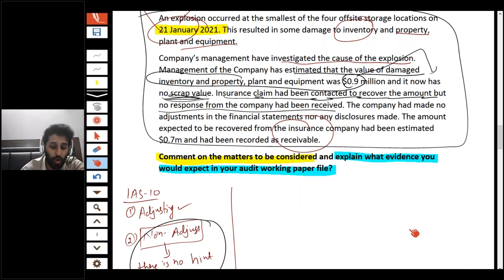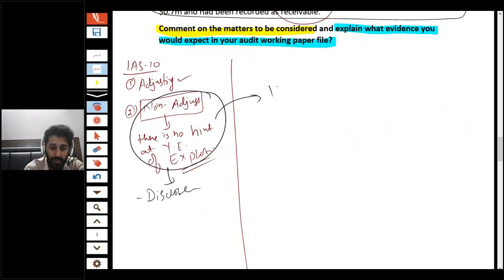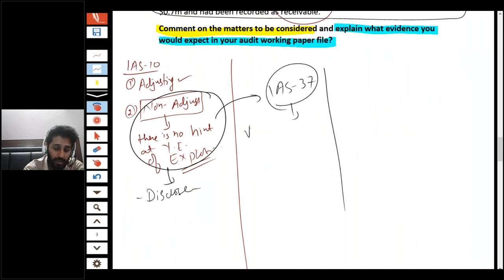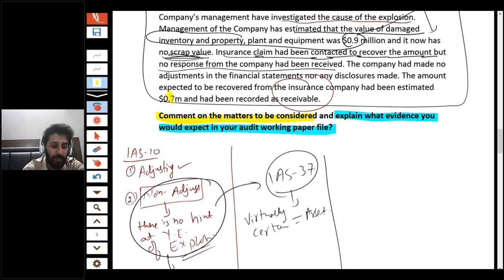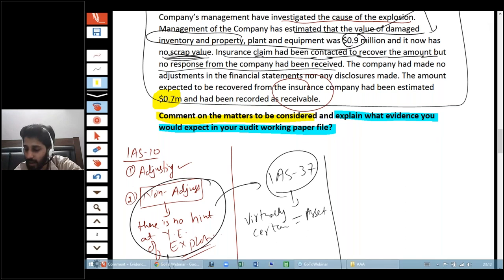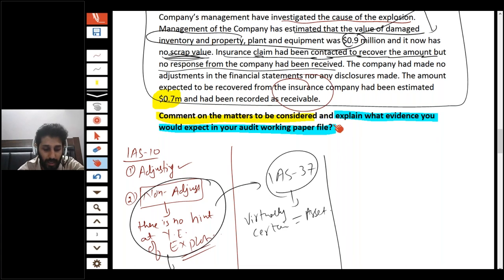One more important thing: IAS 37 is also being touched here. It says that when an inflow is virtually certain, then you should record an asset. The company had estimated that 0.7 million would be recovered from the insurance, and they had simply recorded it as a receivable. That is the big misstatement they are making. It's 0.7 million that is the misstatement, right?